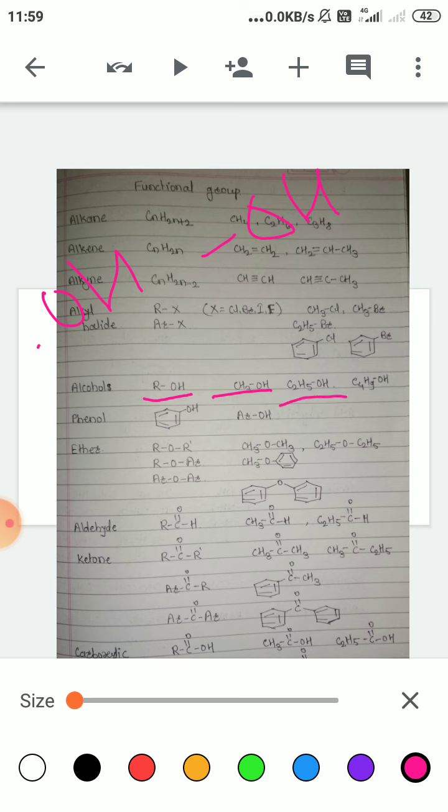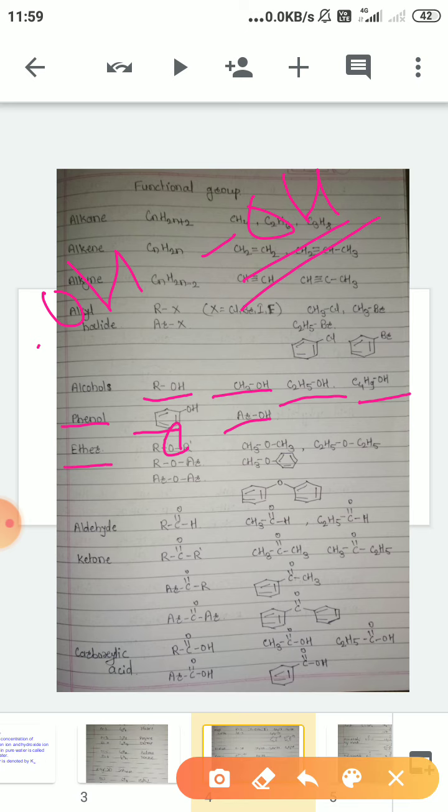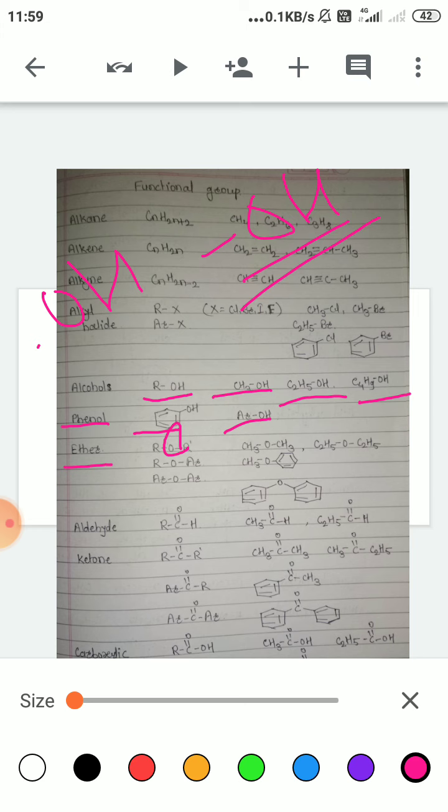C2H5OH ethyl alcohol, C4H9OH butyl alcohol. Now if this hydroxyl group is attached to an aromatic ring or benzene, then such compounds are called phenols, and they have their own characteristic properties. Next one, ethers. Now oxygen is a divalent atom, and if both of these valencies are substituted by alkyl or aryl groups, then such compounds are called ethers, and ethers are also called alkoxy alkanes.